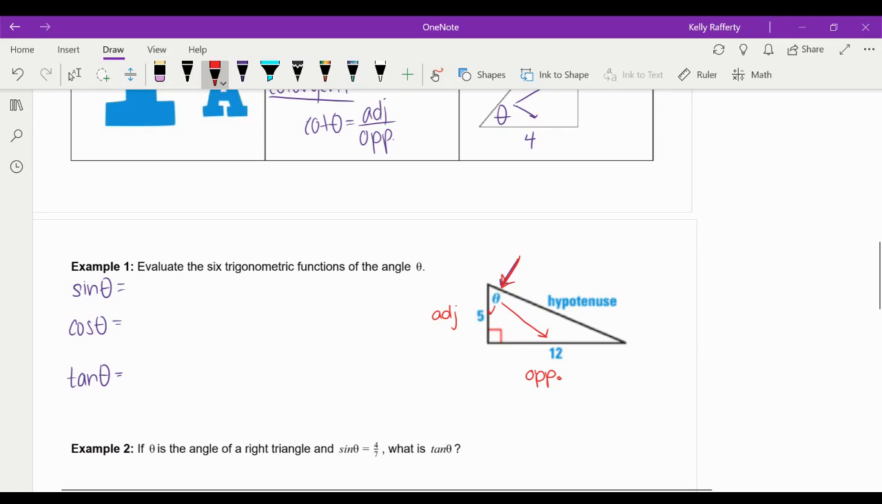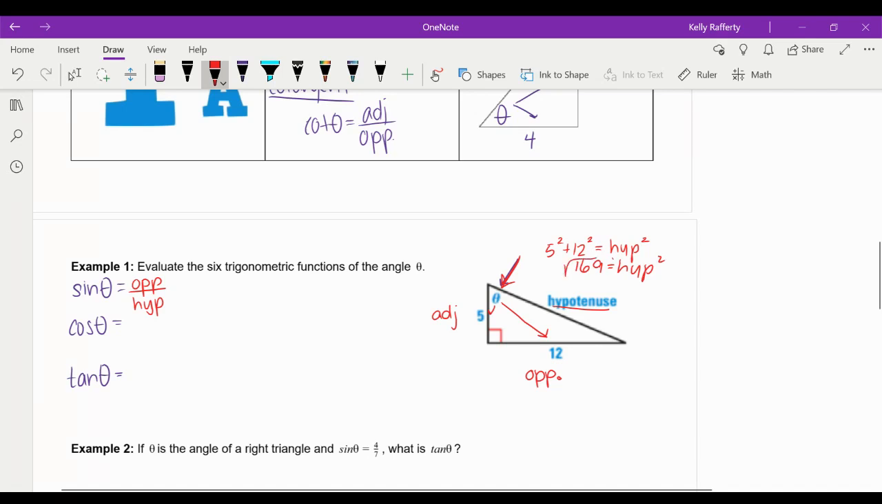So for the sine, that's SO, S-O-H, SOHCAHTOA, we need the opposite over the hypotenuse. And we might see that we're missing the hypotenuse here. We can find that using Pythagorean theorem. So 5 squared plus 12 squared equals hypotenuse squared. So we throw these guys in the calculator. Grab mine really quick. This is also a Pythagorean triple, if anyone remembers what those are. We get 169 equals the hypotenuse squared.